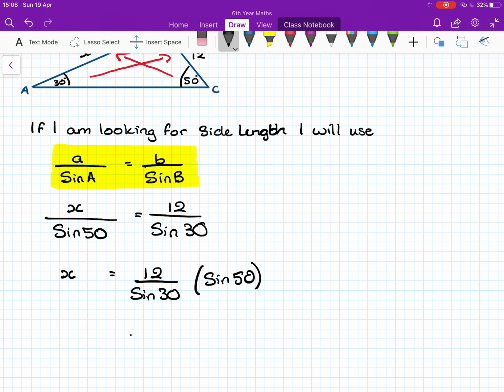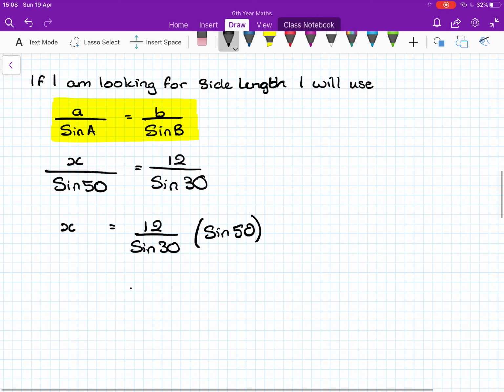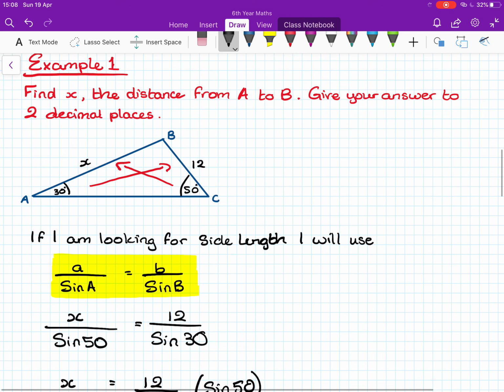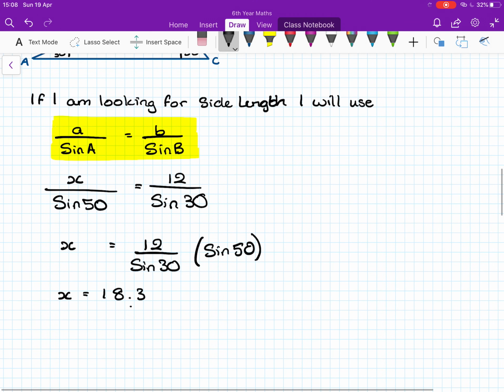Now I can stick that directly into my calculator. Only thing I'd be mindful of is watch your brackets. Sometimes you can get a math error there. And if I stick that into my calculator, I'm going to be getting 18.3, and then it asks me to find it to 2 decimal places. So it's going to be 18.39.